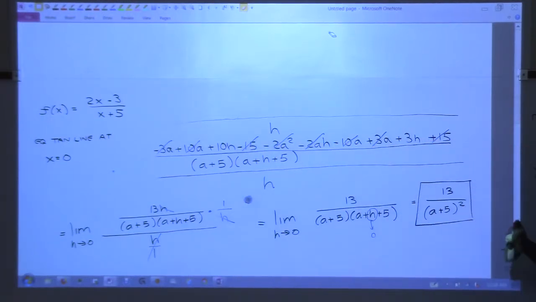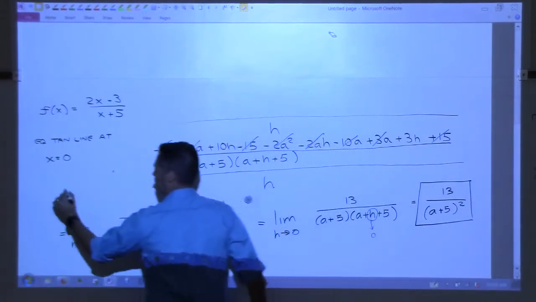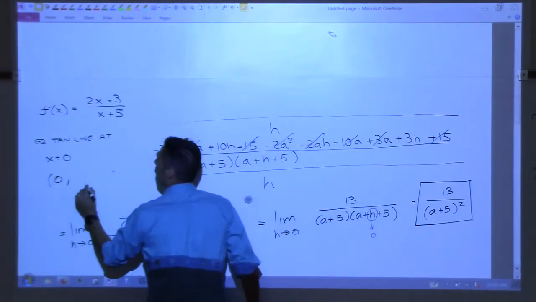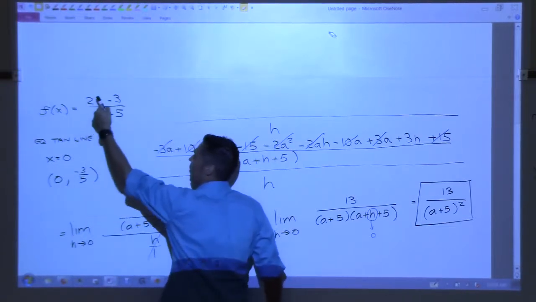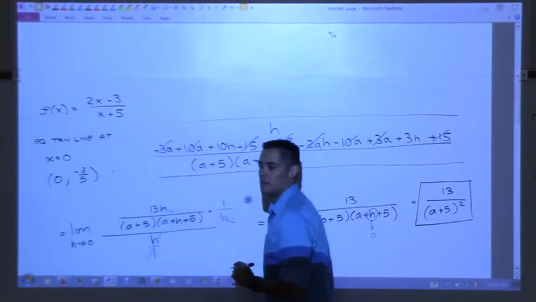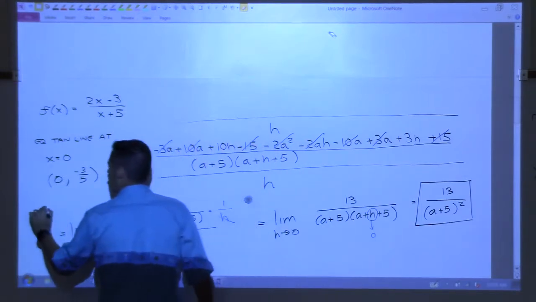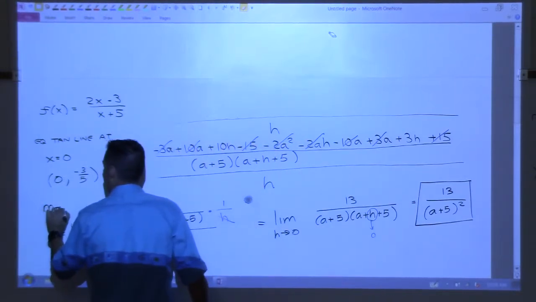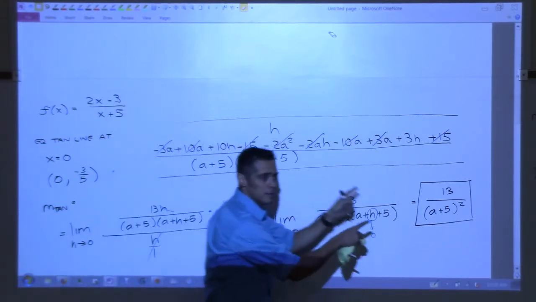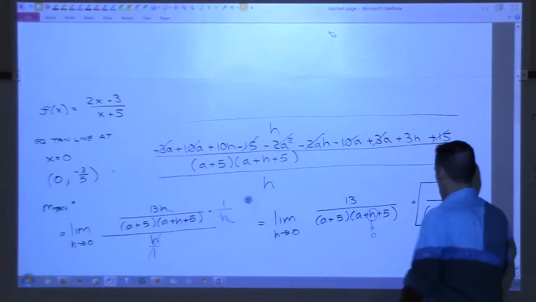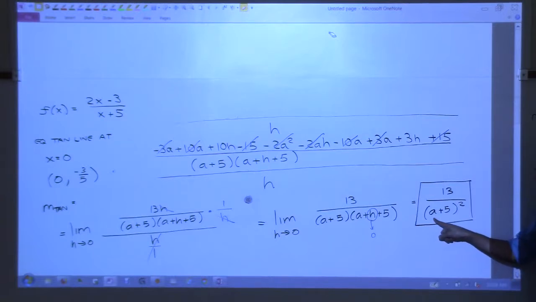Okay, so quickly, let's grab the point. What is the point that corresponds to x is 0? 0, negative 3/5. So you're getting that by just plugging 0 in here and getting that, right? Now, what is the slope of the tangent line here at x is 0? So now you come over here and you plug in 0 for a. And that gives you 13 over 25.